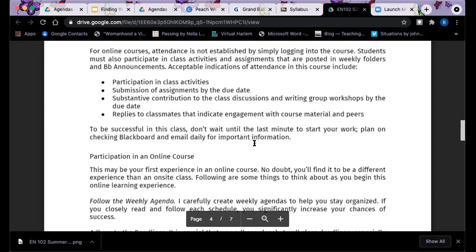It's also important that you open up the agendas on Monday, that you read through the whole agenda for the week, and that you map out when you're going to do each assignment. You make note of when each assignment is due, and you make sure that you can get it done by the due date.